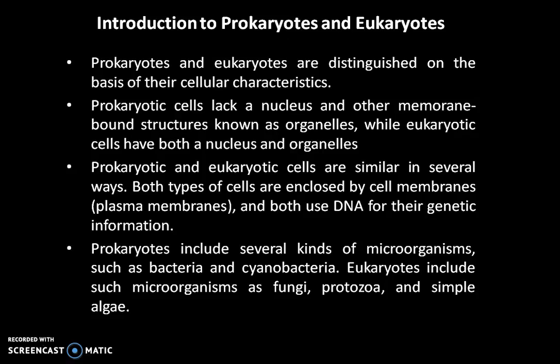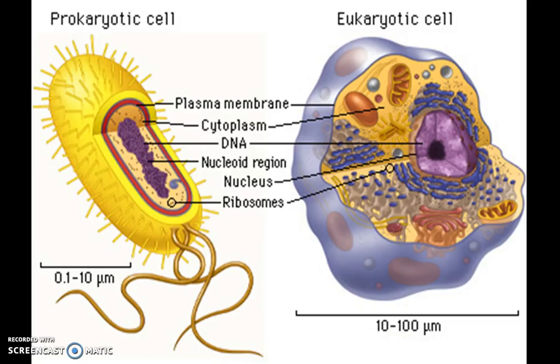Prokaryotic and eukaryotic cells are similar in several ways. Both types of cells are enclosed by cell membranes, which are sometimes called plasma membranes, and both use DNA as their genetic information. If we look at examples, prokaryotes include microorganisms such as bacteria and cyanobacteria, while eukaryotes include microorganisms such as fungi, protozoa, and simple algae, and also various higher organisms like mammals and others.